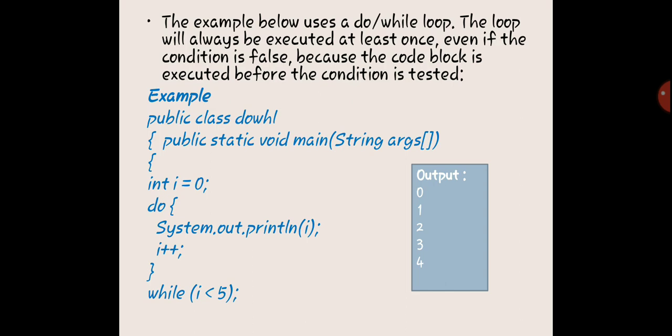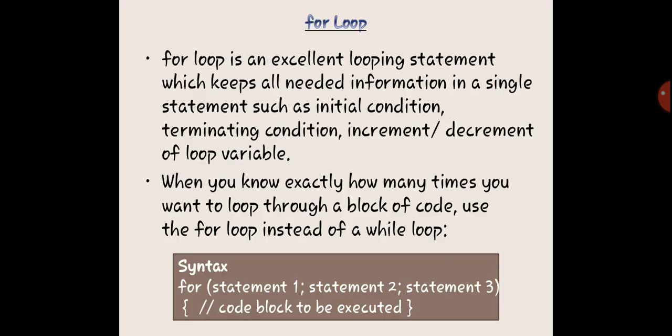But here I is 0, so I is printed, incremented, the condition is checked, it is printed, incremented, the condition is checked. So this will be done again and again. When I is equal to 5, the loop will not be executed, right?